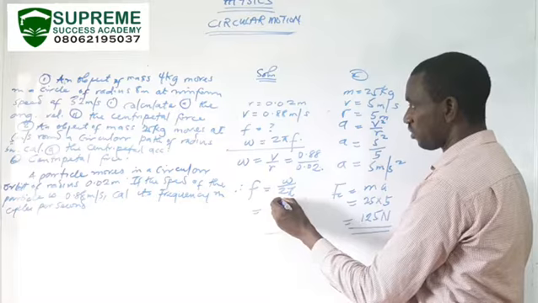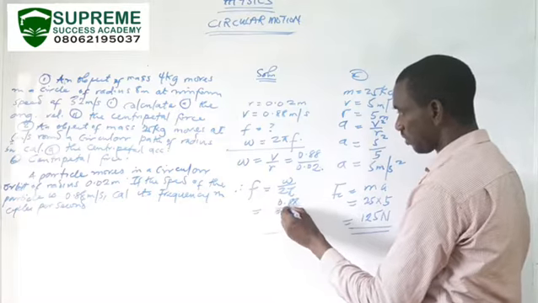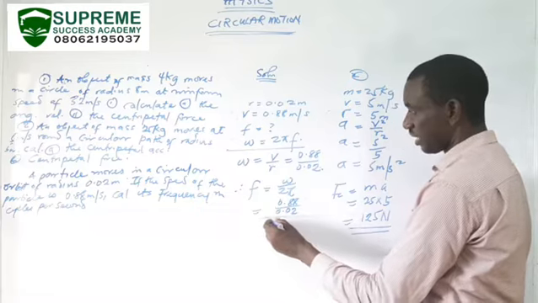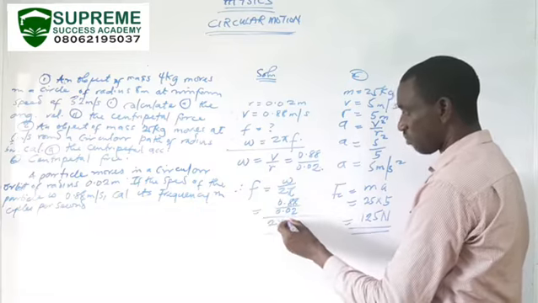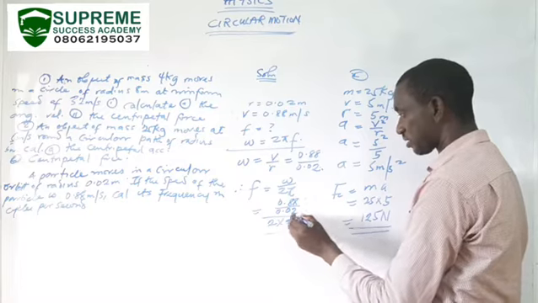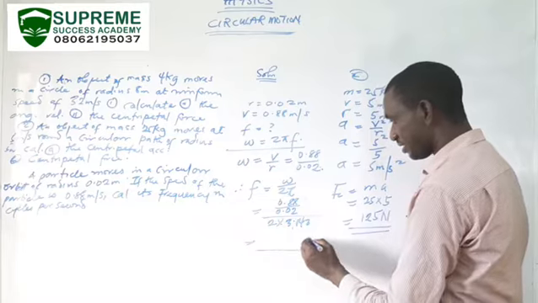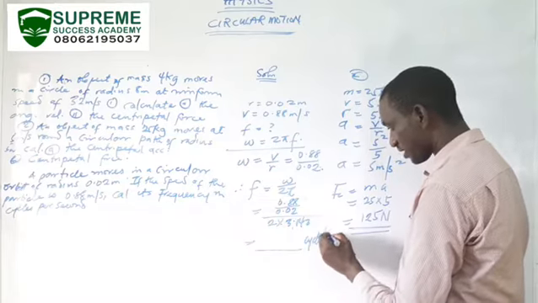So you have your W, which is what? 0.88 over 0.02 divided by 2 times pi. You can use 22 over 7, or you can just use 3.142. Then you get your answer in cycles per second.